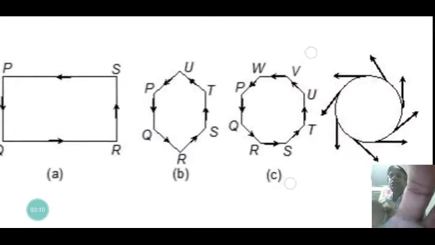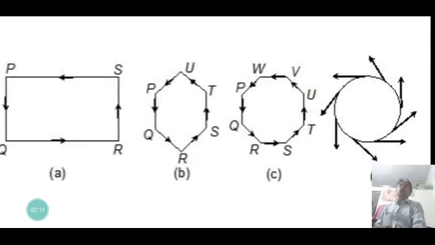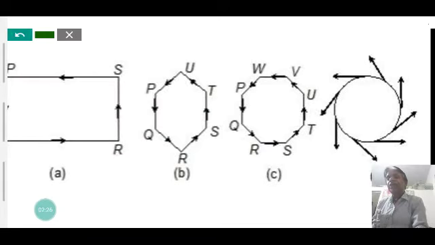Here we see how the direction of motion changes when a body moves along a rectangular path. A rectangular path has 4 corners, and at every corner the body changes its direction. When it is at R, it changes its direction at a right angle, and again at this point, this point, and this point. When a body moves along a rectangular path, it changes direction 4 times.